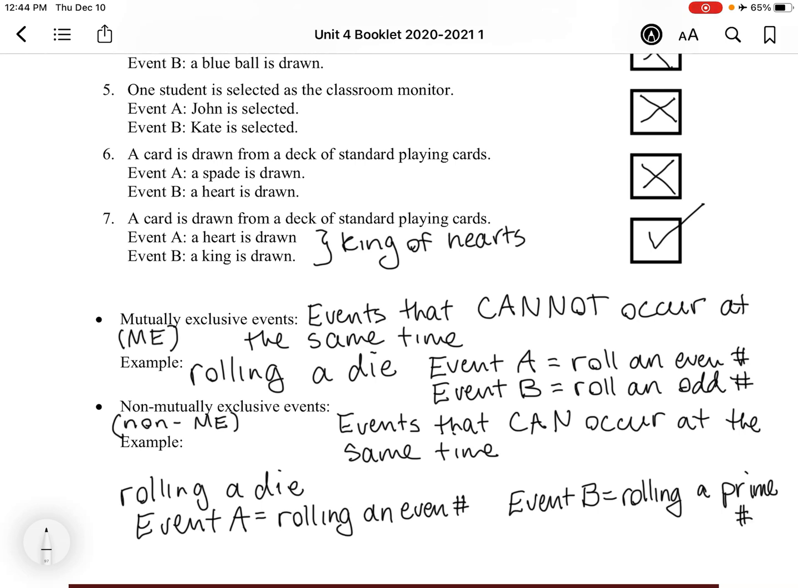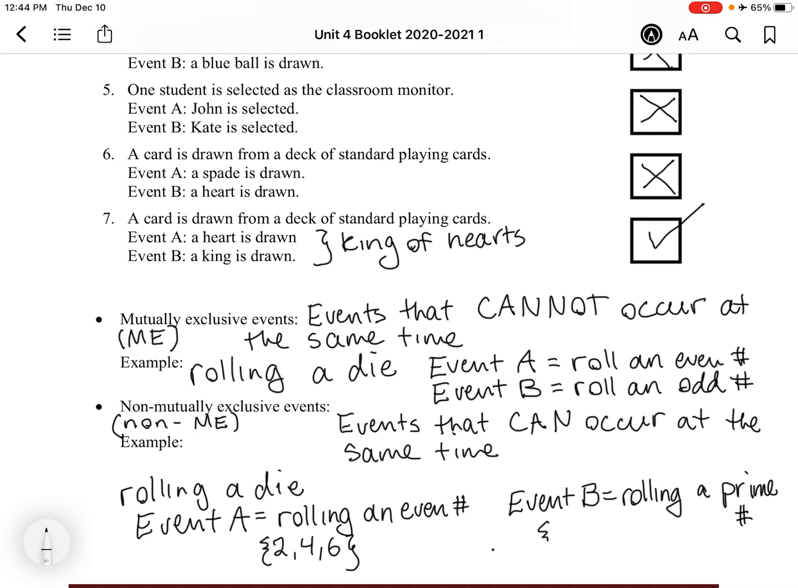Well, if you look at the outcomes that would be favorable to event A, and when I say rolling a die, by the way, unless I say otherwise, I'm talking about a standard 6-sided die, because you can get these fancy dice that have 9 sides and 12 sides and all sorts of stuff, and I actually have some of them at home. But if I don't say otherwise, assume it's a 6-sided die.